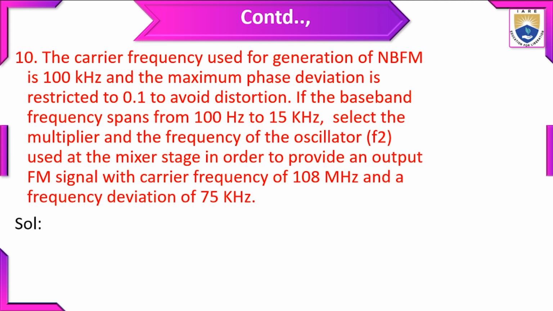So coming to the 10th one, the carrier frequency used for generation of NBFM, narrow band FM, is 100 kilohertz, and the maximum phase deviation is restricted to 0.1 to avoid distortion. If the baseband frequency spans from 100 Hz to 15 kHz, select the multiplier and the frequency of the oscillator used at the mixer stage in order to provide an output FM signal with a carrier frequency of 108 MHz and a frequency deviation of 75 kHz.